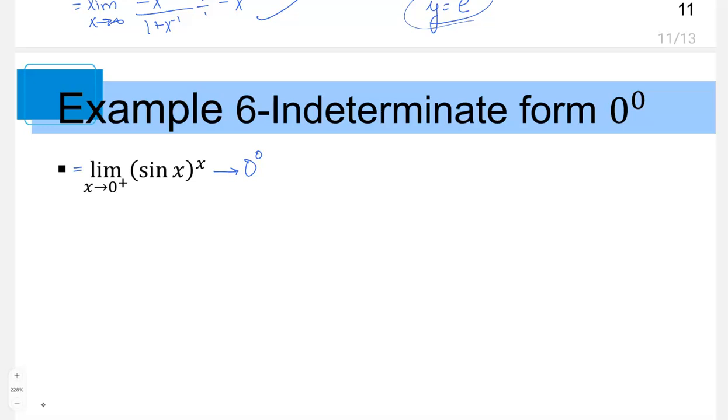Again, this is where we're going to have to set this equal to y, and then we're going to take the ln of both sides. The ln of the limit is the limit of the ln, so I am switching that order. And that's going to allow me to bring that exponent to the front. And then we're going to do a rewrite.